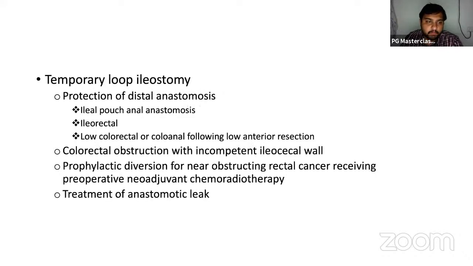In temporary loop ileostomy, we do it for protection of distal anastomosis, as in case of ileal pouch anal anastomosis for ulcerative colitis or Crohn's disease. When we have to do ileorectal anastomosis in case of subtotal colectomy, low colorectal or coloanal anastomosis following low anterior resection for adenocarcinoma of rectum, or colorectal obstruction with incompetent ileocecal valve, we can do temporary loop ileostomy. We can also do in these cases loop transverse colostomy.